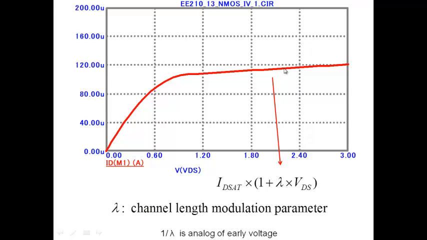The next order of approximation is that the channel length effectively becomes smaller and smaller, and therefore the current increases a little bit here. So that's the picture that we have. Up to this point you have the linear or triode region, and beyond this particular point we have the saturation region. So that's the basic operation of the MOSFET.